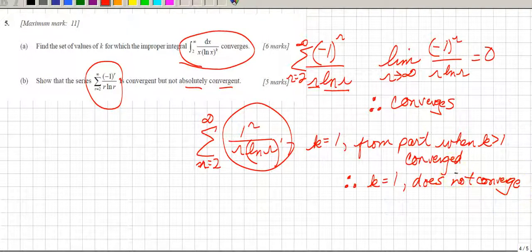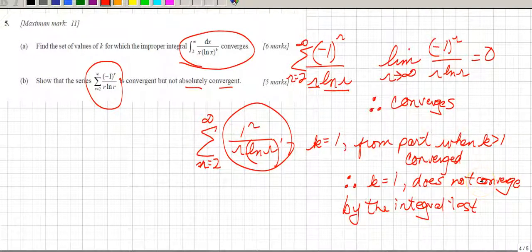Now, we don't have to go through all the explanation because we showed in part A that the integral only converged when k was greater than 1. So this does not converge, we can say, by the integral test. So part B, that series is convergent when it's written as it is, but it's not absolutely convergent because it's not convergent when it's negative and positive both. The end.